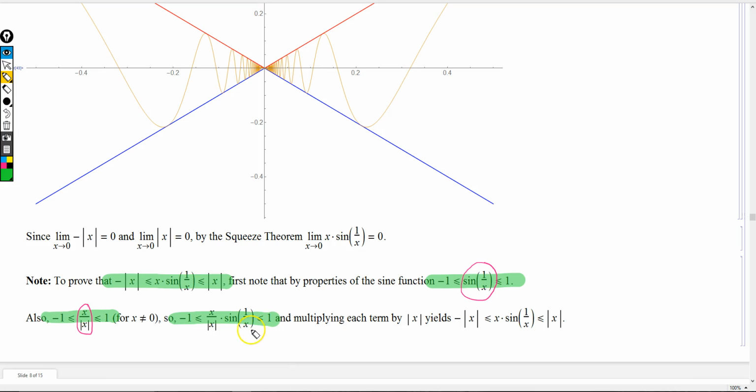Okay? Now all we have to do, once we have this, is just multiply everything here by that absolute value x. Right? If we multiply -1 times absolute value x, the middle term times absolute value x, and the 1 times absolute value x, we don't change the inequality because that's a positive number. We don't have to flip those signs, and we end up with the result that we want. Alright, so that's a proof of that result.